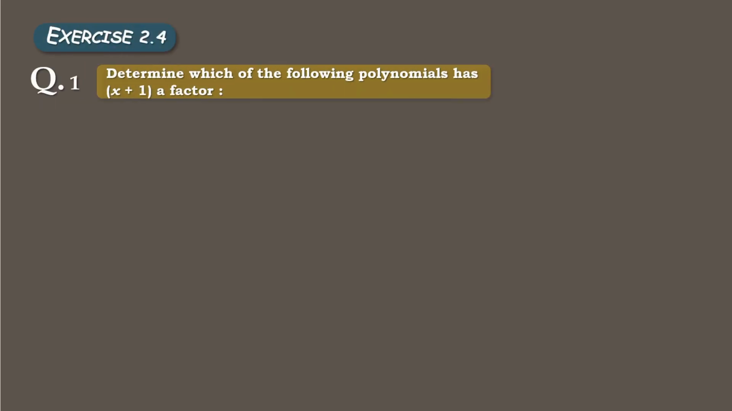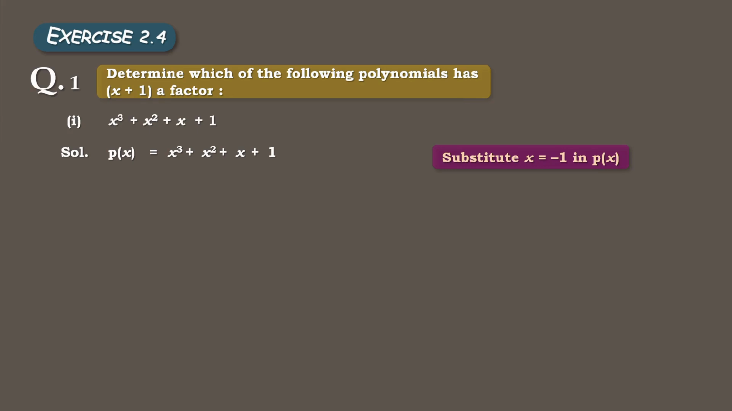Exercise 2.4, Question 1. The question asks us to determine whether the given polynomial has x plus 1 as a factor. The given polynomial is x cubed plus x squared plus x plus 1. To check whether x plus 1 is a factor, we use the factor theorem. According to the factor theorem, if x plus a is a factor of a polynomial, then the value of the polynomial at x equals minus a must be 0. Here, x plus 1 is the factor we are checking.